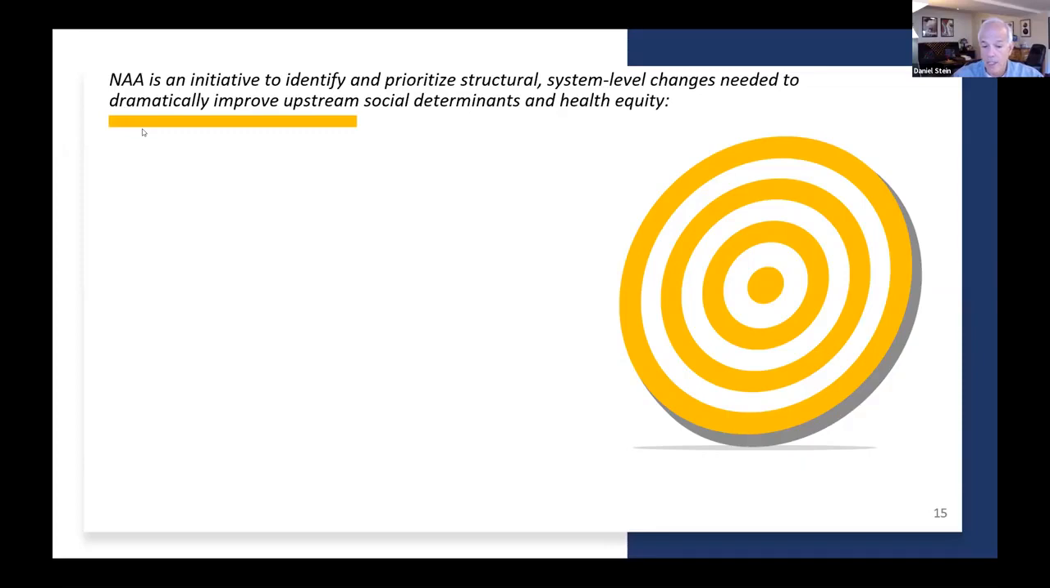And that's why we want to share that today, because it's not just a proof of concept, but it's embedded in jurisdictions across the country. So the initiative is to identify and prioritize structural system level changes to improve upstream social determinants and health equity.